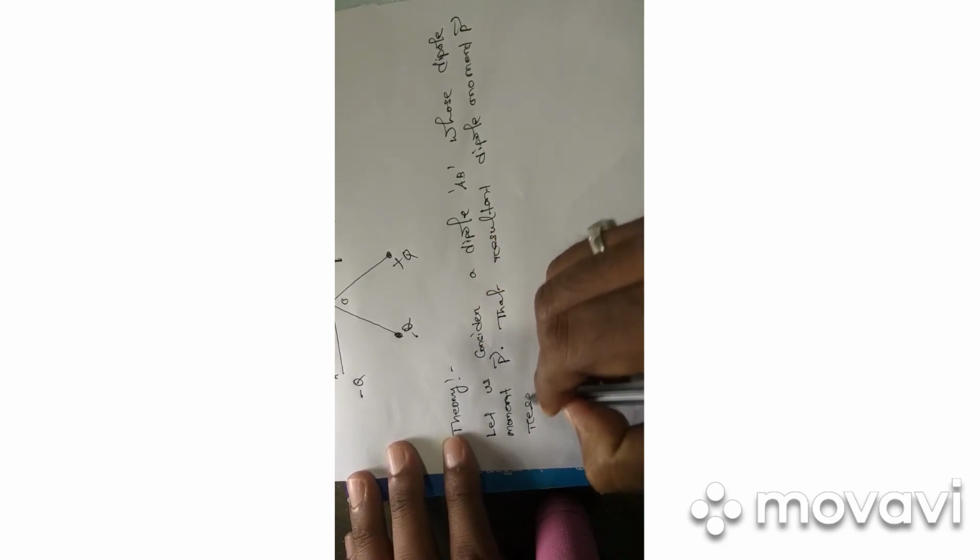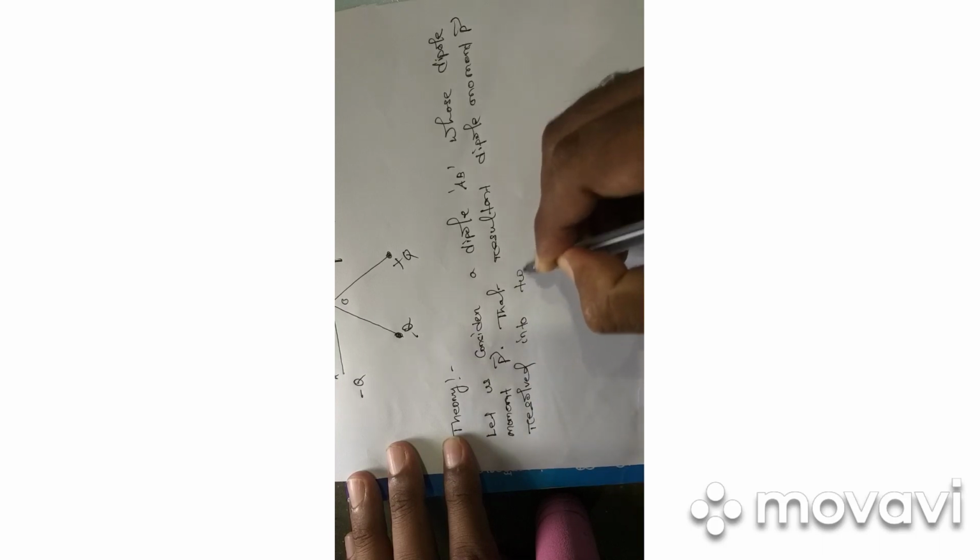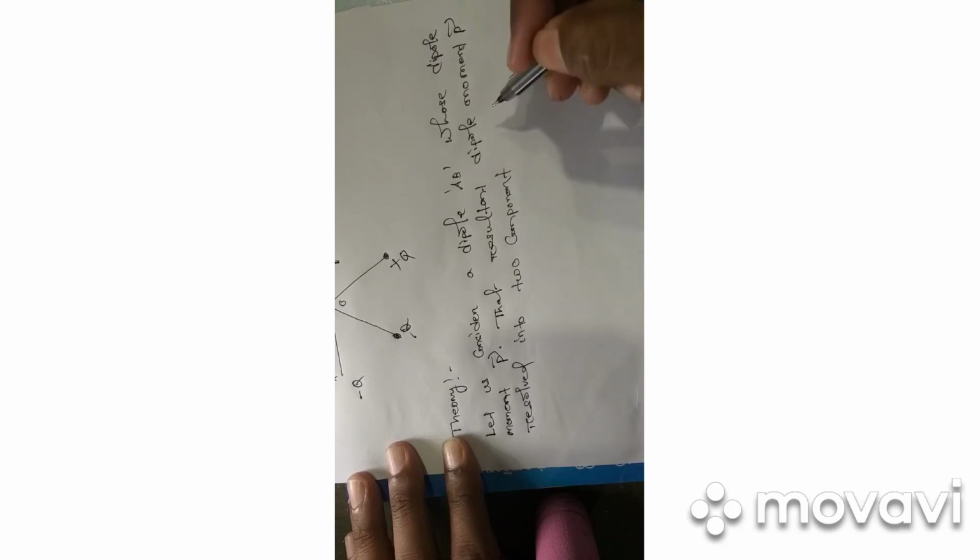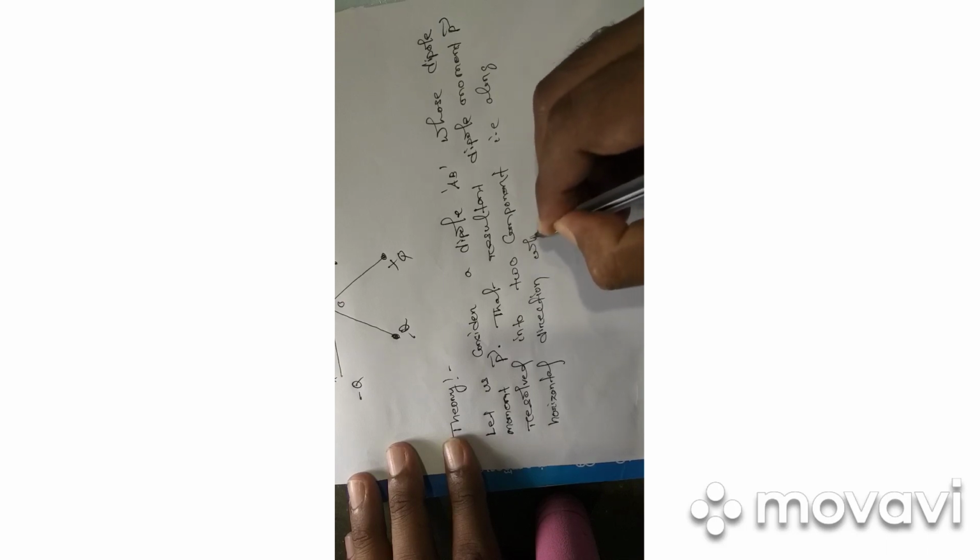This resultant p vector is resolved into two components. It is along the horizontal direction, which is represented as p cos theta, and also along the vertical direction, represented as p sin theta.